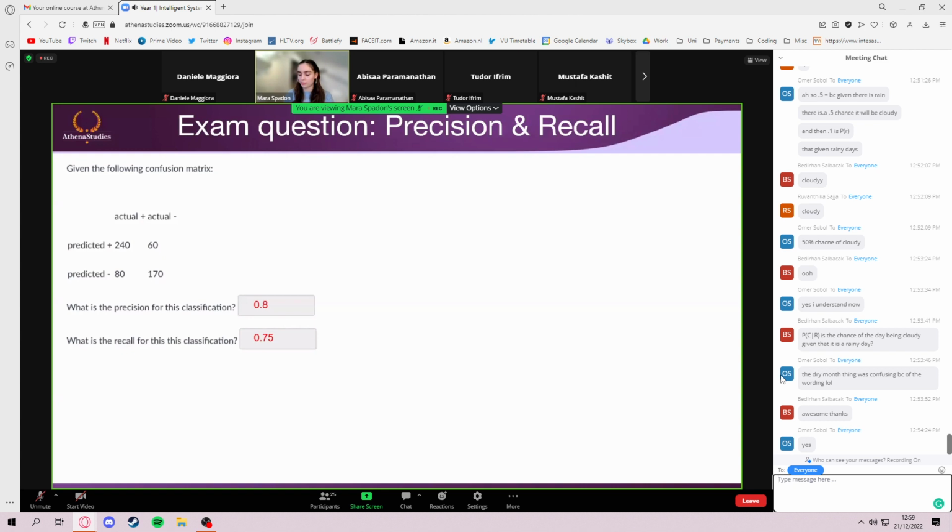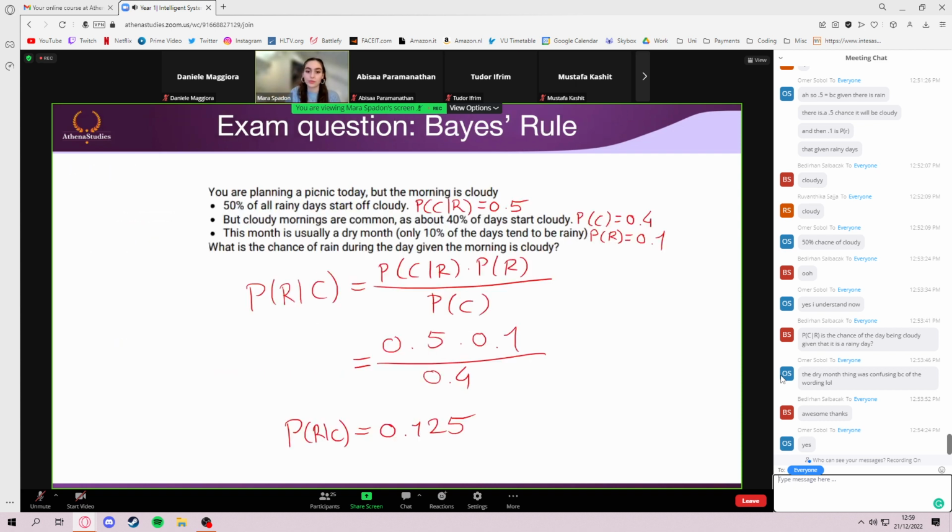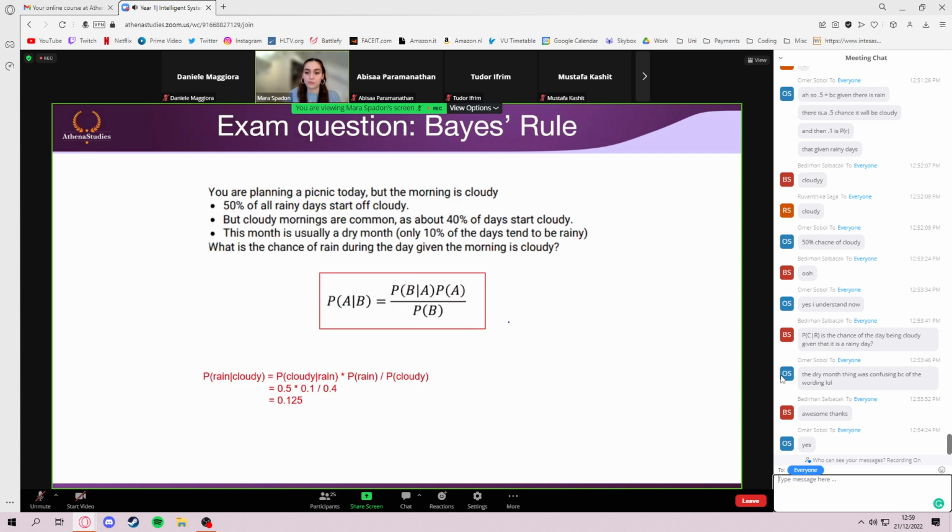So yeah, just a quick announcement. Bayes' rule is not on the cheat sheet, so you will have to memorize that one. Just so everyone knows. Yeah, I just remembered that during the last meeting, we decided not to add this one in.